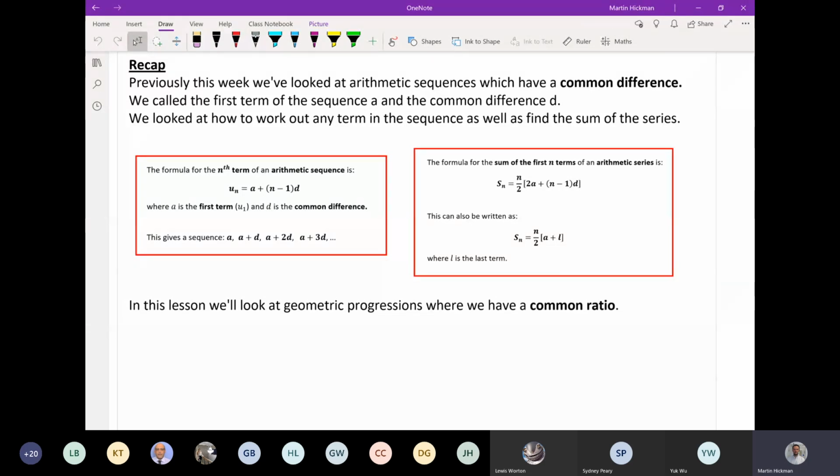So what we are going to look at today is geometric progressions. But just before we get into that, we'll do a little recap of what we did in the previous lesson, and well, the previous two lessons really, on arithmetic sequences.